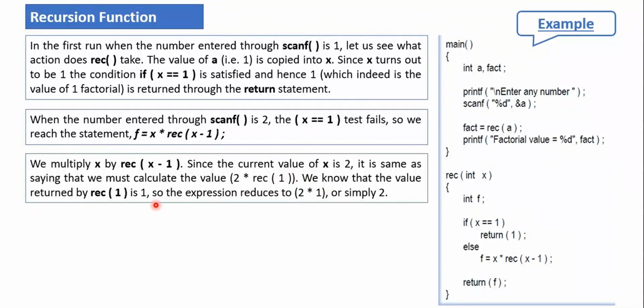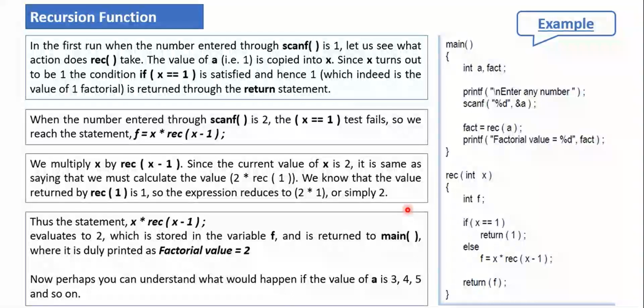Now we know that the value of recursion of 1 is 1. So the expression reduces to 2 into 1, or simply 2, which is the factorial of 2. Thus the statement x multiplied by recursion of x minus 1 evaluates to 2, which is stored in the variable f and is returned to main, where it is duly printed as factorial value equal to 2.